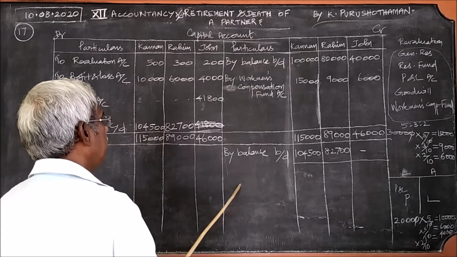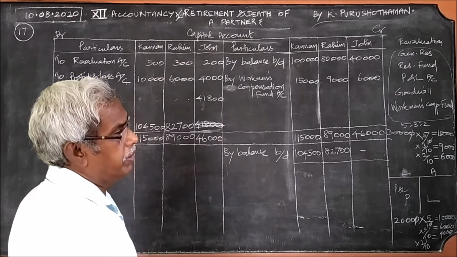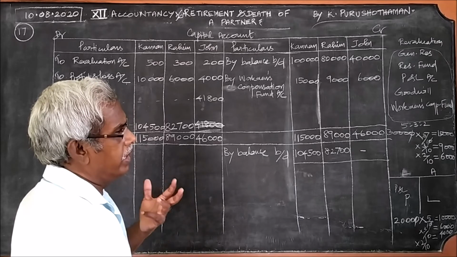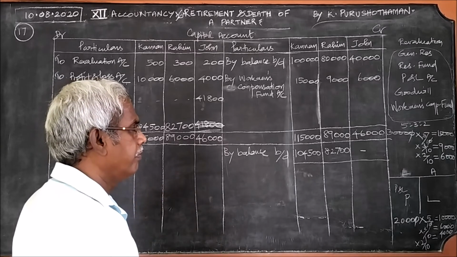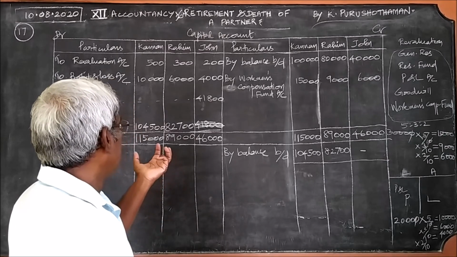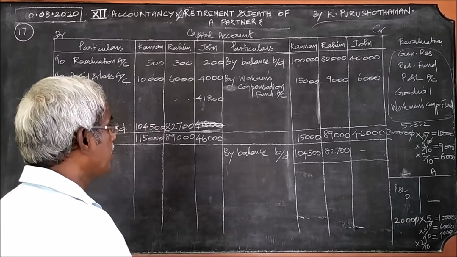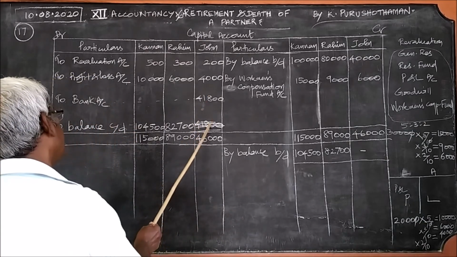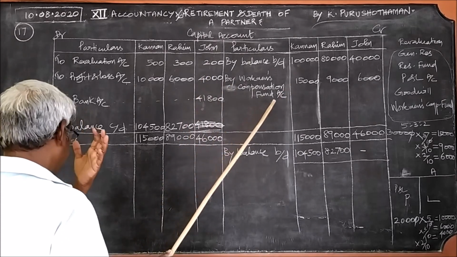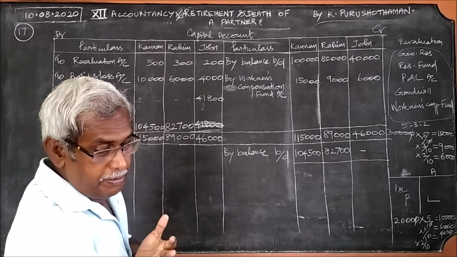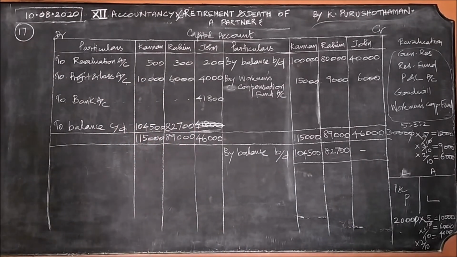This carried down and brought down are only for the existing partner or the continuing partner. If anyone wants to leave the partnership, we will show the amount separately. That should not be shown in the balance carried down. And also what is the direction given? Amount is settled immediately. In the problem it is given that the amount is settled immediately.